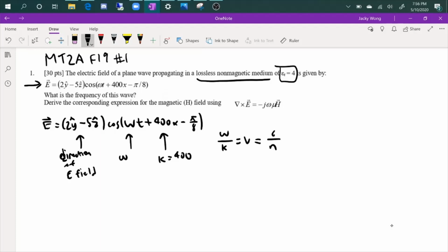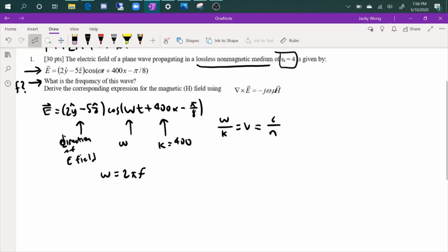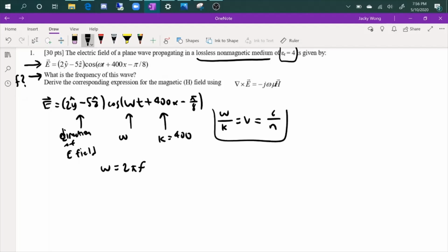The first question in this problem is, what is the frequency of this wave? We can find the frequency because we know omega is equal to 2 pi times the frequency. So if we solve for omega, we can solve for frequency. Using what we know, omega is equal to c times k over n.